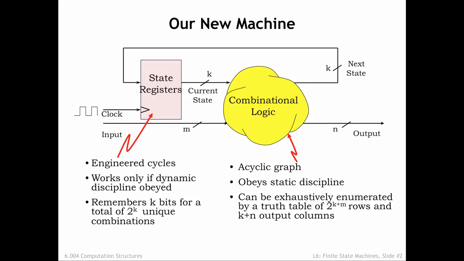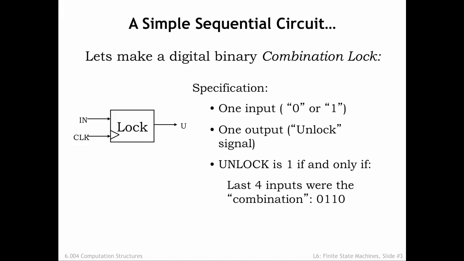All the tasks are pretty interesting, so let's get started. As an example sequential system, let's make a combination lock. The lock has a 1-bit input signal where the user enters the combination as a sequence of bits. There's one output signal, unlock, which is 1 if and only if the correct combination has been entered. In this example, we want to assert unlock, in other words, set unlock to 1, when the last 4 input values are the sequence 0, 1, 1, 0.